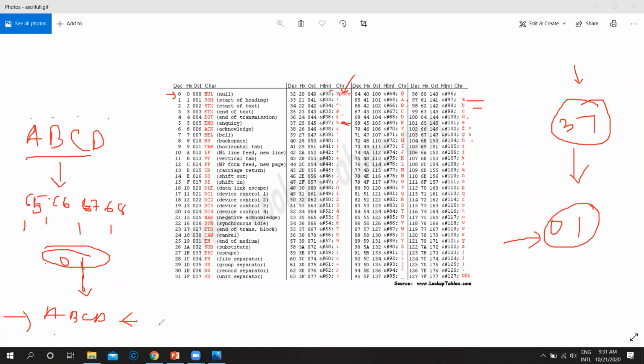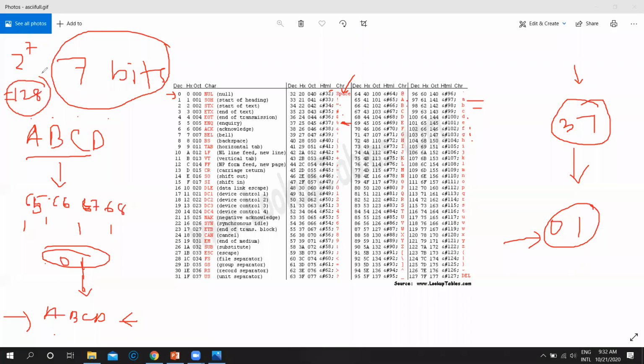This table you can see is called the ASCII table, and ASCII works with 7 bits. That means it can store 2 to the power 7, or 128, characters or numbers. There is another version of ASCII now, a standard version, that is 8 bits, but the main ASCII is 7 bits. I will discuss more later. Just remember it.